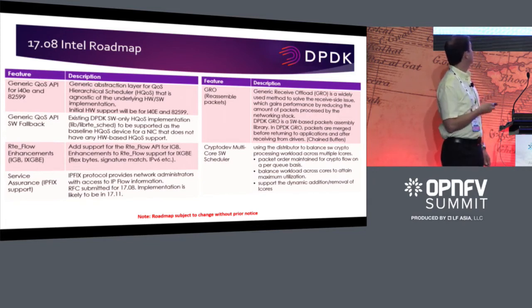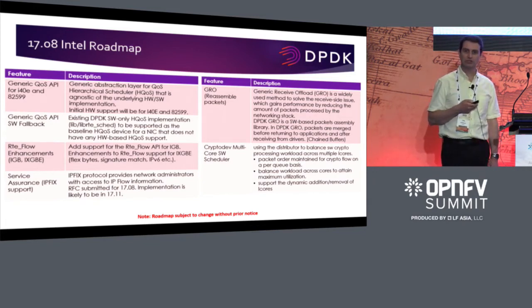The third item there, the RTE flow enhancements, is just the continued evolution of that RTE flow API. I think it was done originally back in 17.02, that kind of time frame. So there are some enhancements going in for the IGB and IXGBE devices in 17.08.